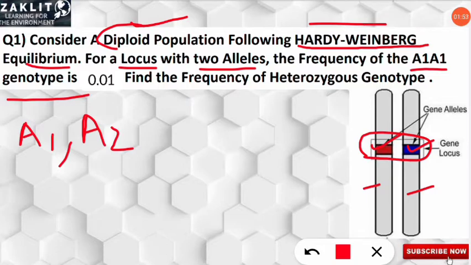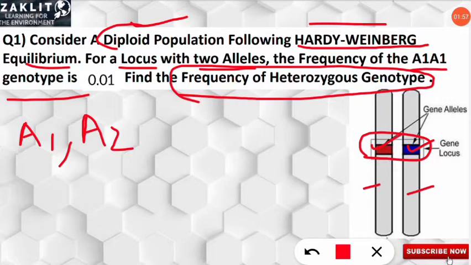Here we have to find the frequency of the heterozygous genotype. So what is given? It is given the frequency of the A1 genotype. So A1 means it is given the frequency of the homozygous gene. So it can be homozygous recessive or it could be homozygous dominant. So we don't know. We have to find the frequency of the heterozygous genotype. So we know these two are alleles. So we have assumed because A1 is given, we have taken the second allele as A2.